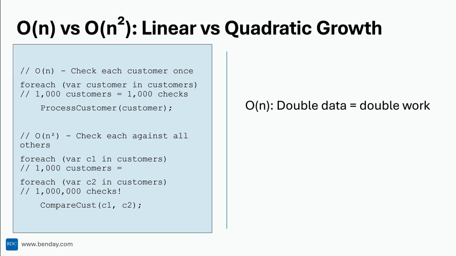With O(n) algorithms, if you go from 100 to 200 items, the work goes from 100 to 200 operations. It's predictable and scales linearly. This is what we want for most operations. The work grows at the same rate as the data.